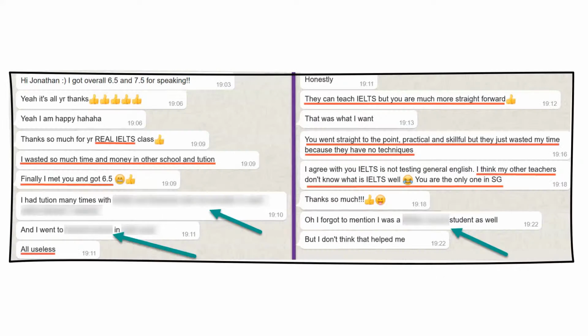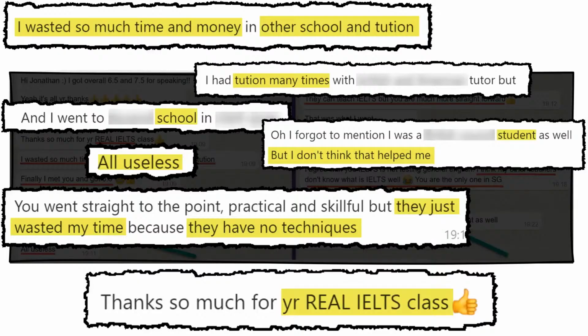And this is another testimonial by Sora, who also came to my class a few years ago. And this is what she said. She said that I wasted so much time and money in other schools and tuition. I had tuition, that's one-to-one tuition with this particular tutor. I went to this other school. I'm not going to reveal the name.